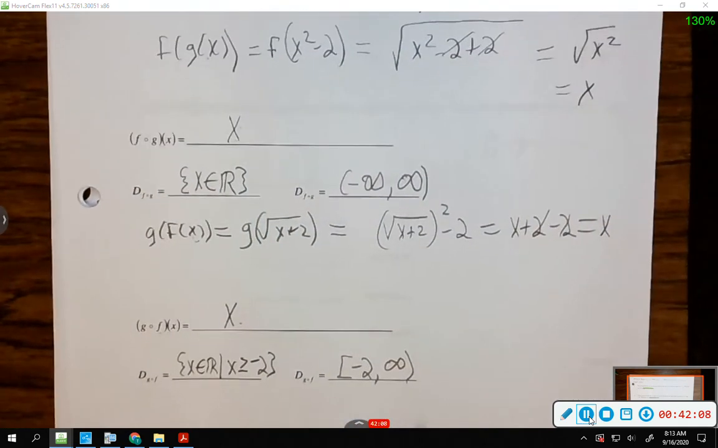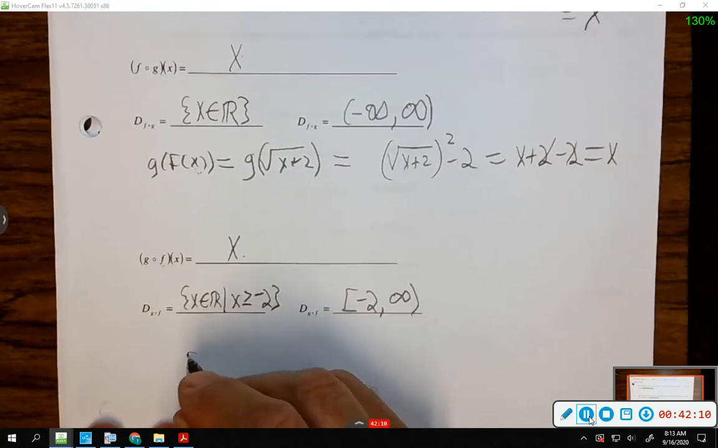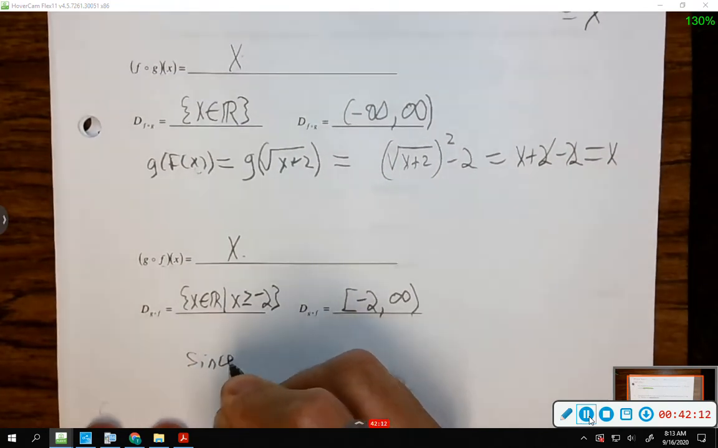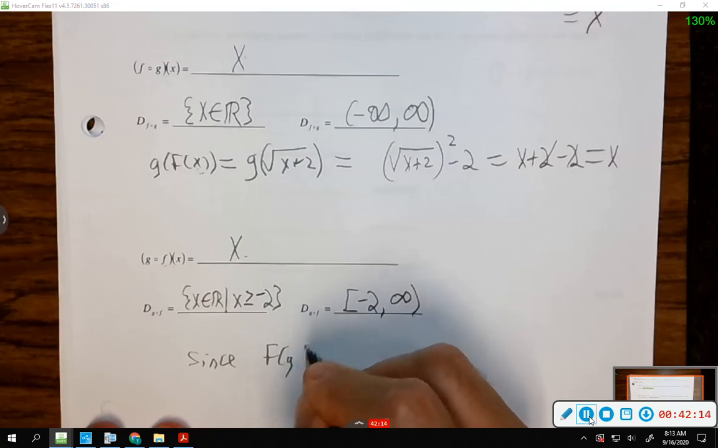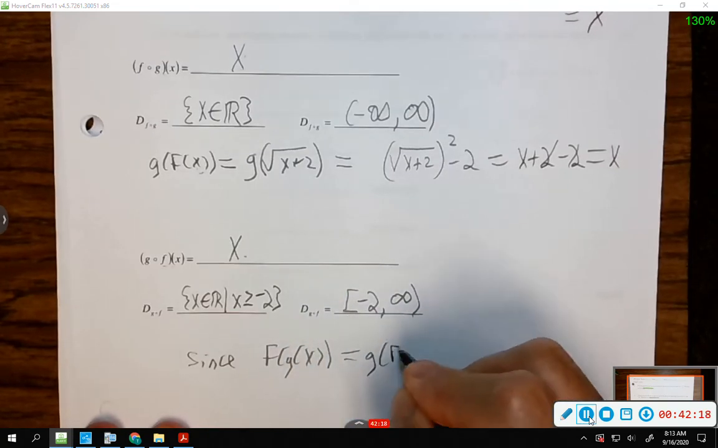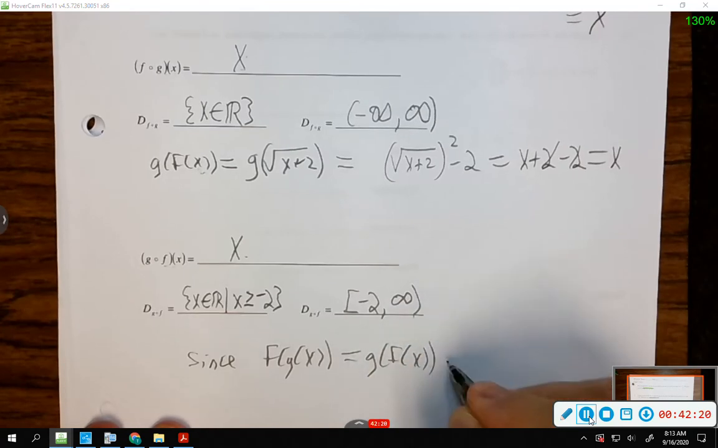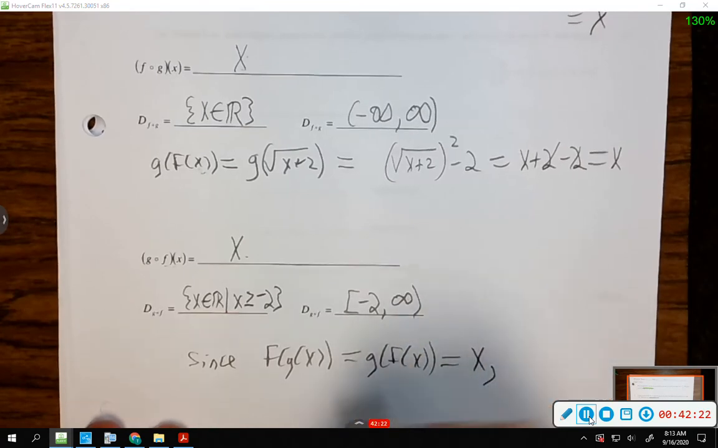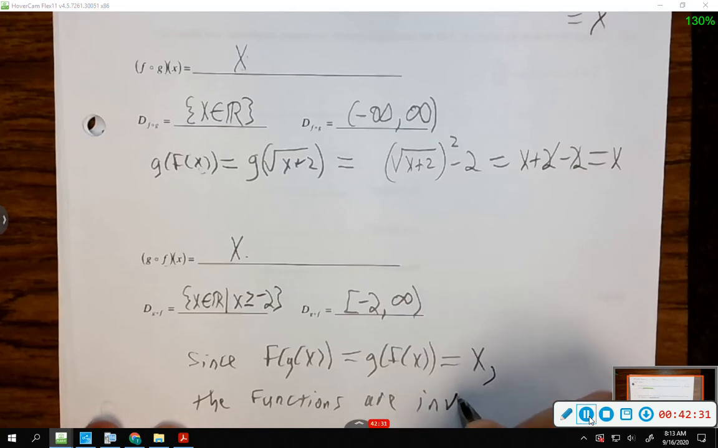The fact that we had x out of both of these tells us this. We could actually make this statement, since f of g of x equals g of f of x equals x, the functions are inverses. Now, it didn't ask you to verify that they're inverses on this problem, so it's not necessary, but it's going to come up on another problem.